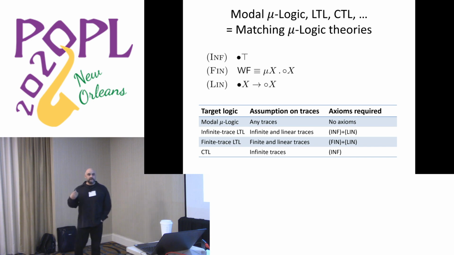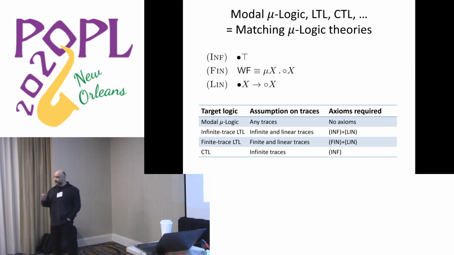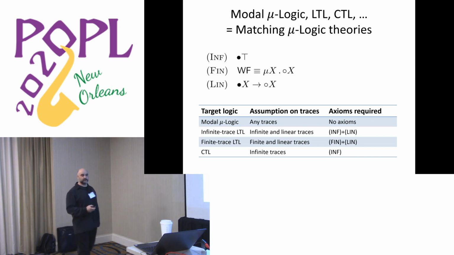Okay. And we can now capture logics like LTL, CTL, CTL star, which are very important, particularly in the context of model checking, but not only. They become theories in this matching logic signature. And basically, they are combinations of these three axioms. It just happens to be these three axioms.